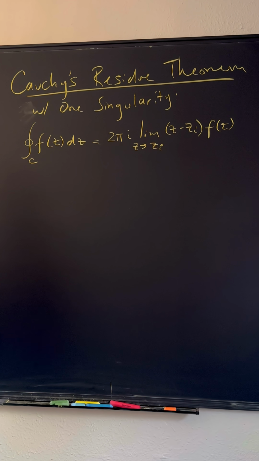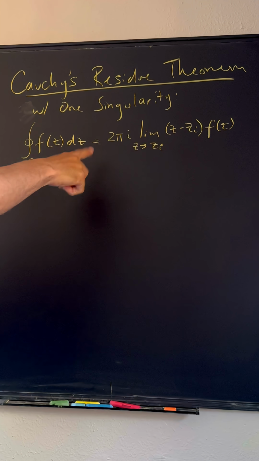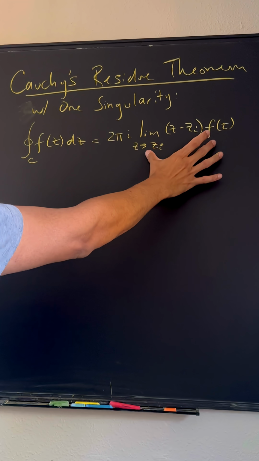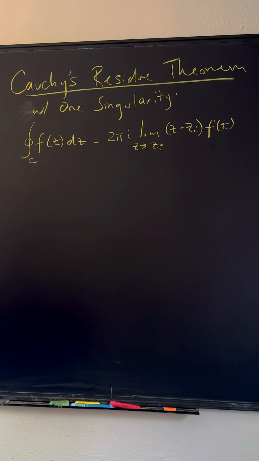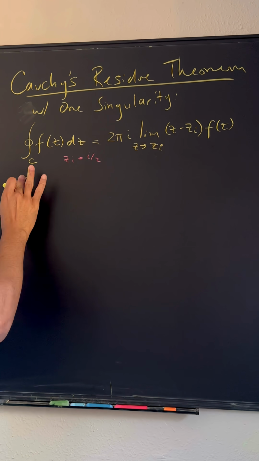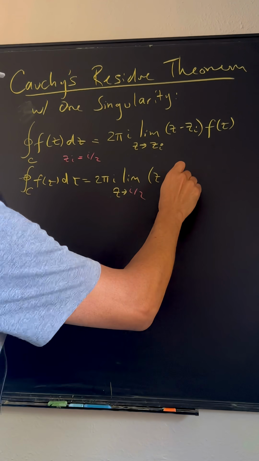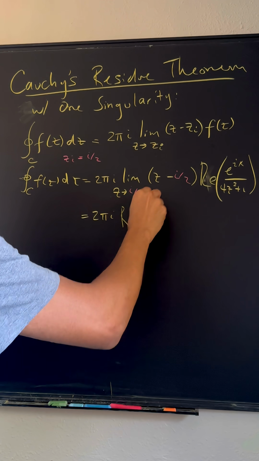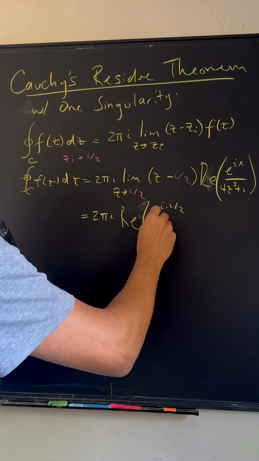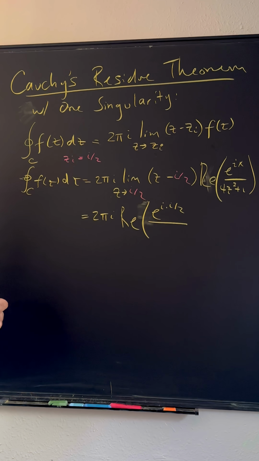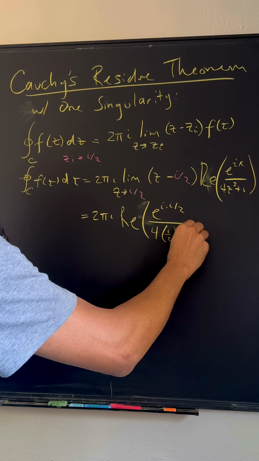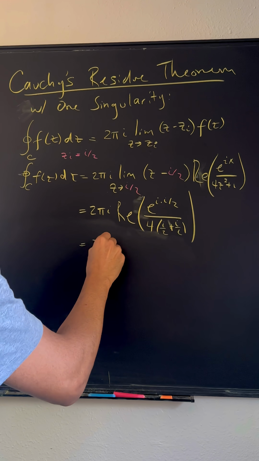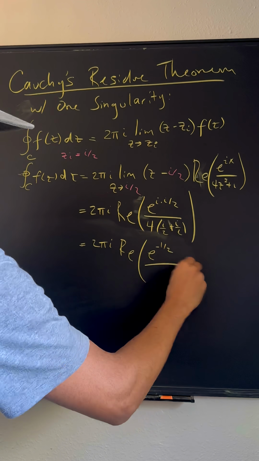We're going to use Cauchy's residue theorem. And in this case, because we only have one singularity, this tells us that the contour is equal to 2 pi i times this limit right here, where z_i is your singularity. Using the singularity that we found, which was i over 2, we go ahead and plug this into the limit. Now, I highly encourage you to solve this on your own, but you're going to see that on the top, we're going to be left with e to the negative 1 over 2. The z minus i over 2 cancels out so that we have a 4i on the bottom.